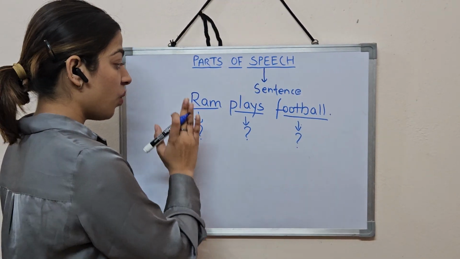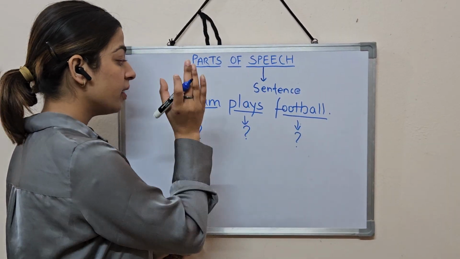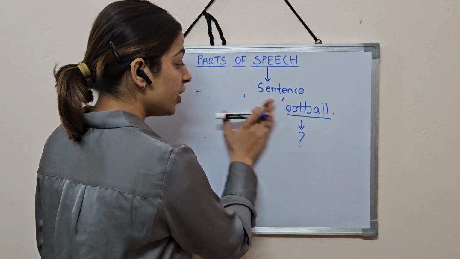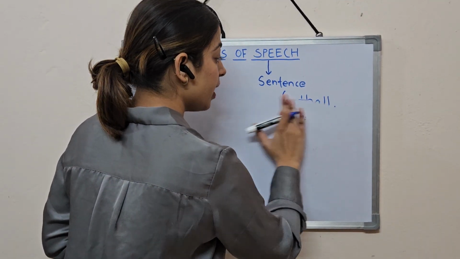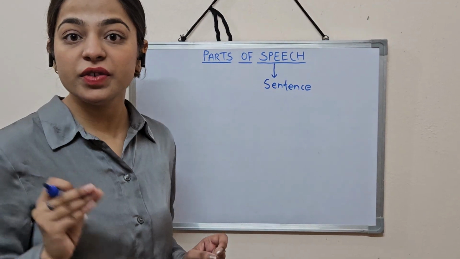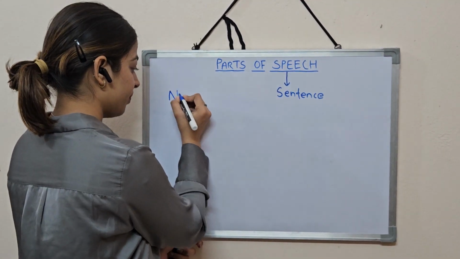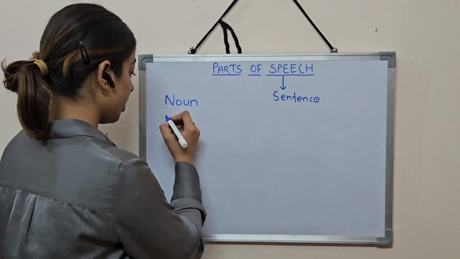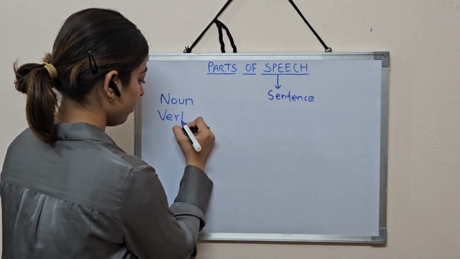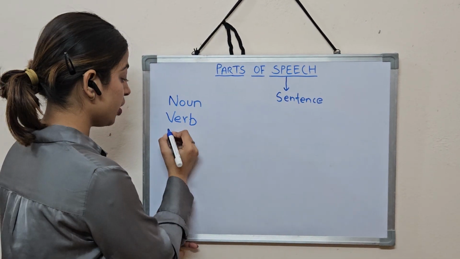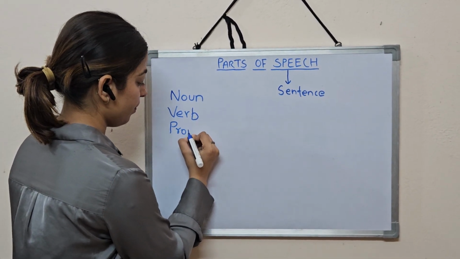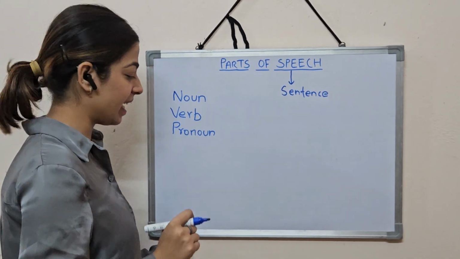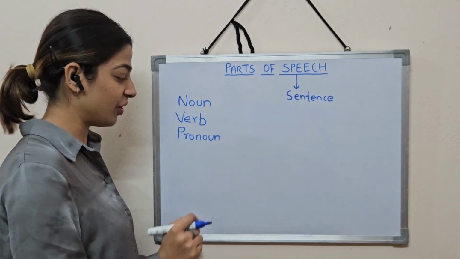Now, to understand the role of each word in a sentence, we have divided parts of speech into 8 types. The first type is noun. The second type is verb. The third type is pronoun. I call pronoun a younger brother of noun. We'll be learning that later. Why do I call pronoun a younger brother of noun?